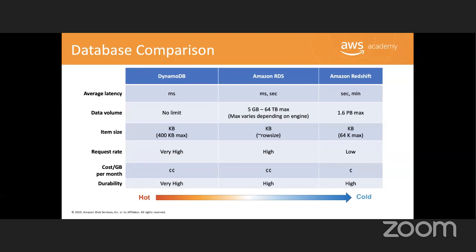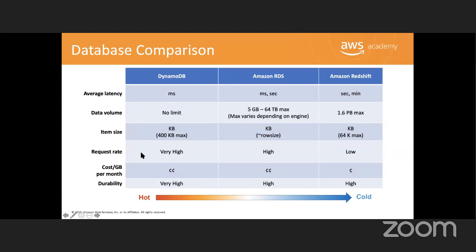The limit for Amazon RDS depends on the row size, right? And the maximum for Amazon Redshift is 64K. See, it's very interesting that DynamoDB, which is a single table database, has more capacity for one item than Amazon Redshift, which is a warehouse. But this is per item, right?